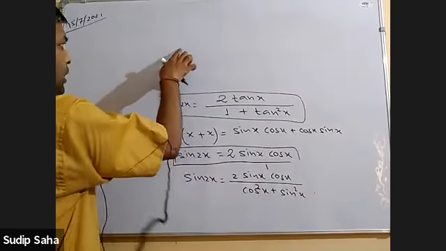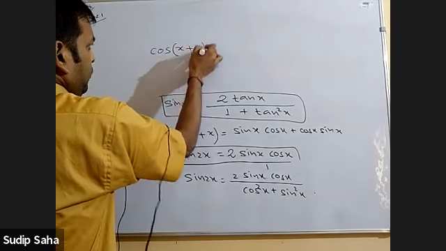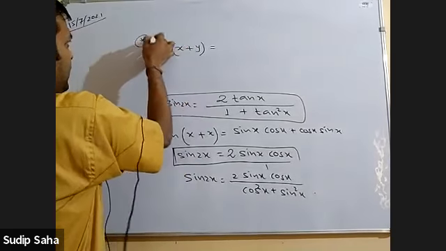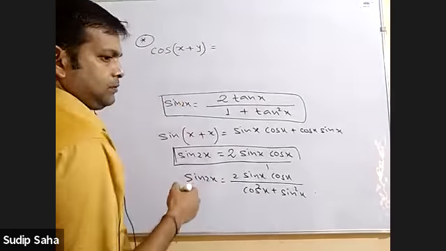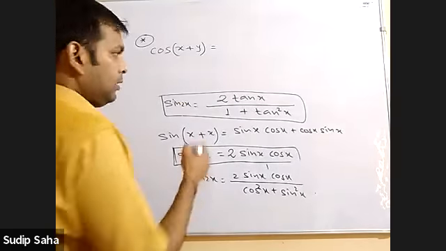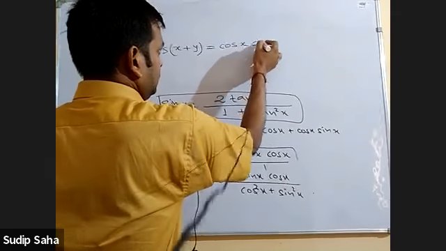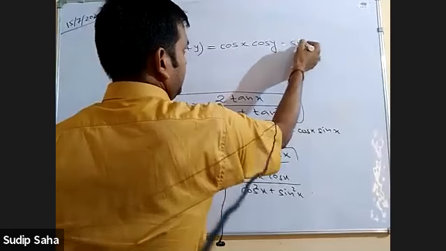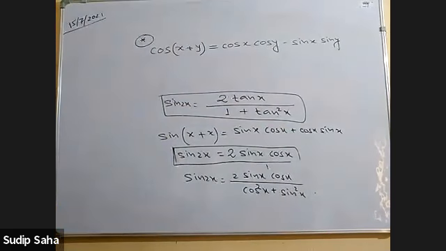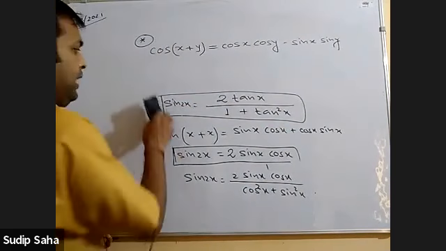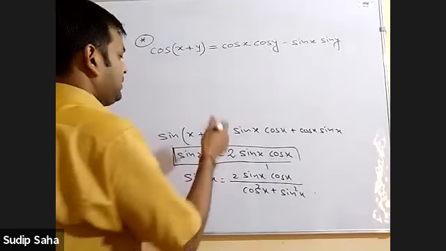Now come to cos 2x. So again, you write cos of x plus y. Can anybody tell me what was cos of x plus y? Cos x cos y minus sin x sin y. Okay. Here again, we are going to replace y by x. Then we'll get cos 2x.